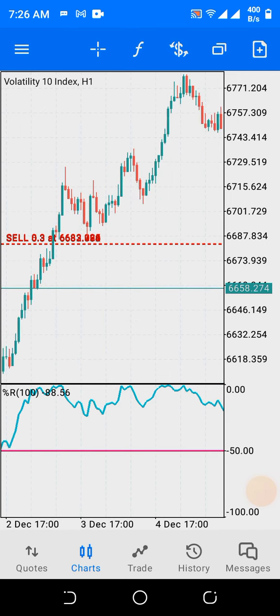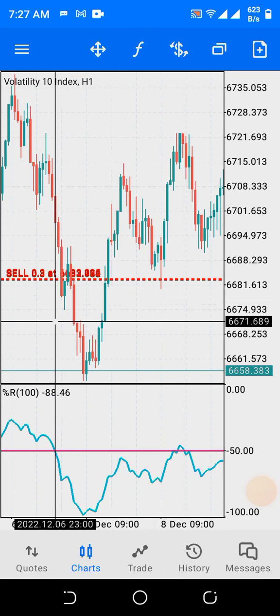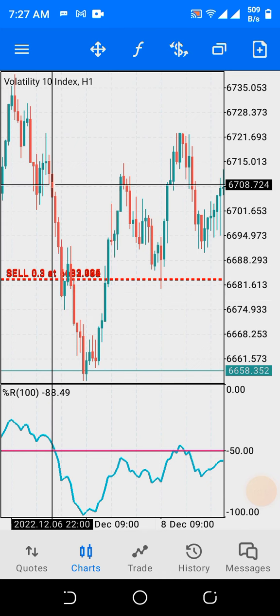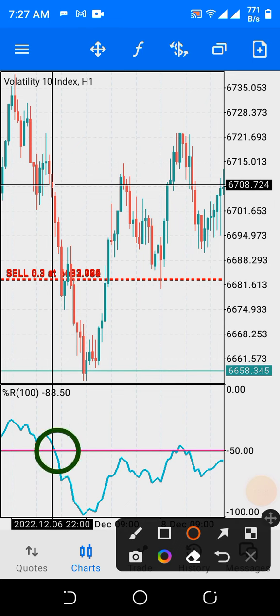In December, I follow the same thing. Look here, I also make sell. When it goes here, I also make sell from here. I also made sell here at this point, and this is where I still made a lot of profit. As you can see, look at the crossing there. I still made a lot of profit from this particular entry here.